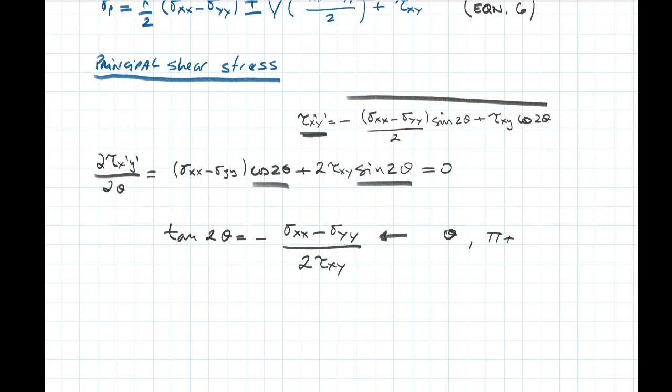In the previous form, it was written kind of like this. We just want to try to write it in the same fashion. The previous time, the solution was found at an angle where tangent of 2 theta equals tangent of pi plus 2 theta.